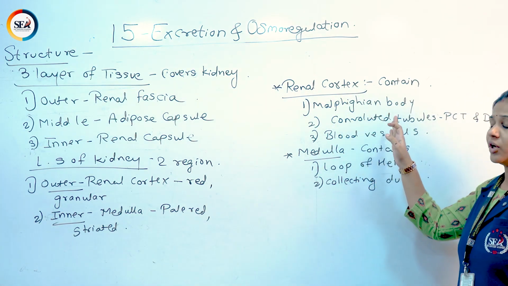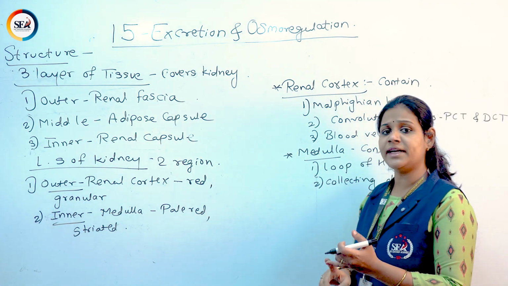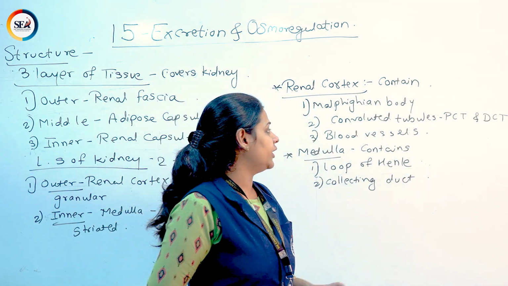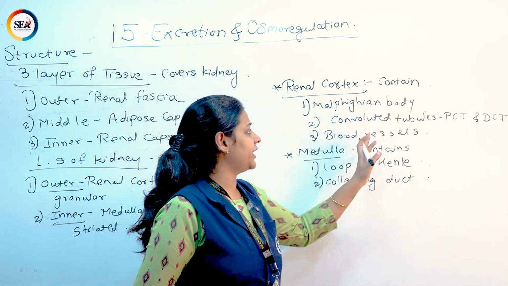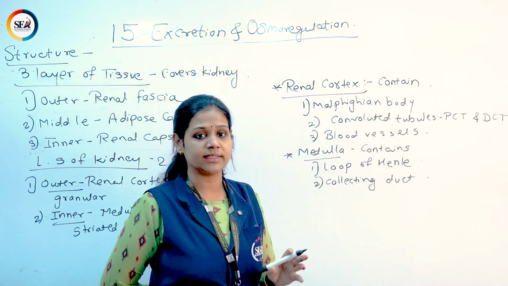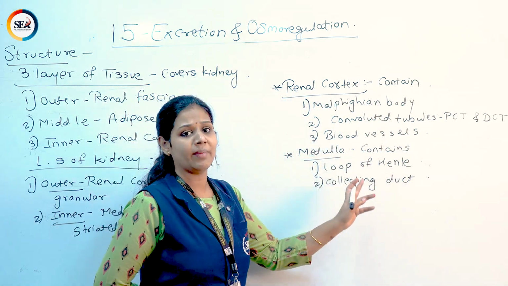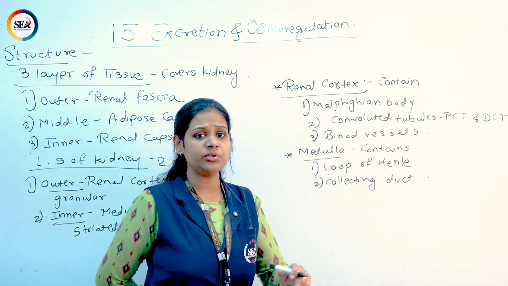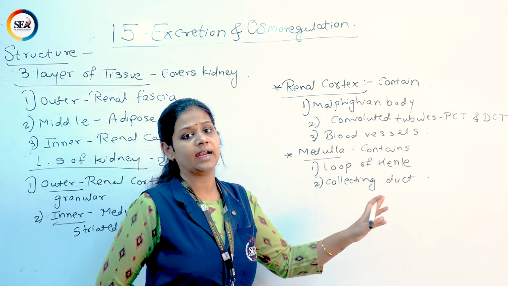It also contains convoluted tubules, which are called PCT and DCT, that is proximal convoluted tubule and distal convoluted tubule, and blood vessels. These three structures are present in the renal cortex. The next region, which is called the medulla, contains two regions. One is the loop of Henle, that is a U-shaped structure, and second is the collecting duct.